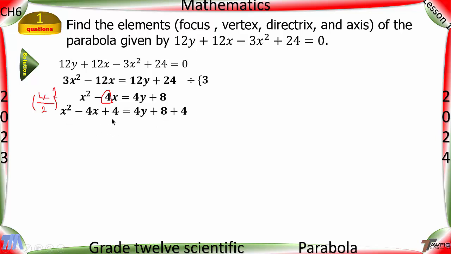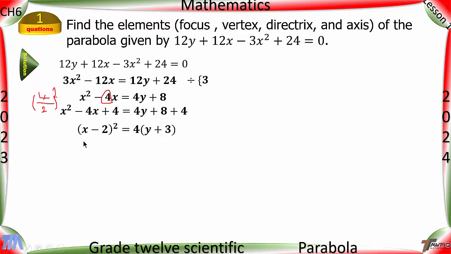And now factor the x squared minus 4x plus 4 by completing the square. The square root of x squared is x. Take the second sign, and the square root of 4 is 2. All of them is squared. And now you have 8 plus 4 is 12, and take 4 as a common factor. So 4 remains, y plus 12 divided by 4 is 3.